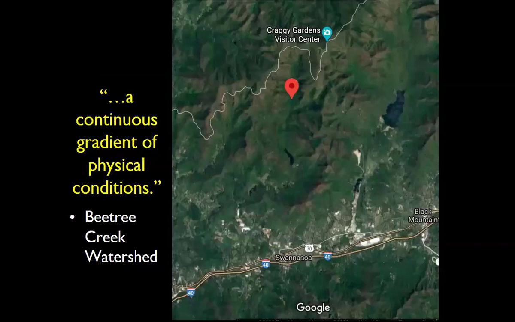So to give a bit of context, here are the watersheds of the 2 streams where we're going to be working. This is Bee Tree Creek. To orient you here, we've got Swannanoa and I-40, Highway 70 down here. So our site is, so Bee Tree Creek. How many of y'all have been to Craggy Gardens? I think I might have asked that the other day.